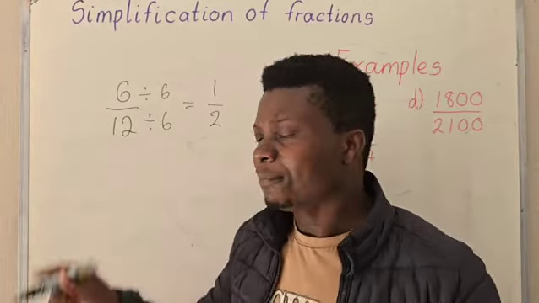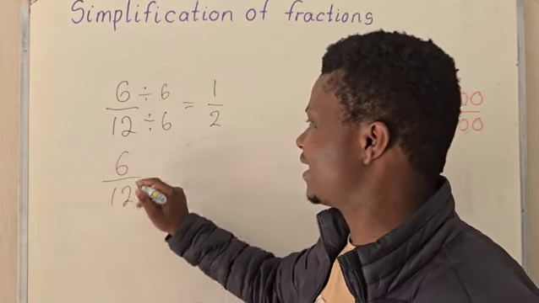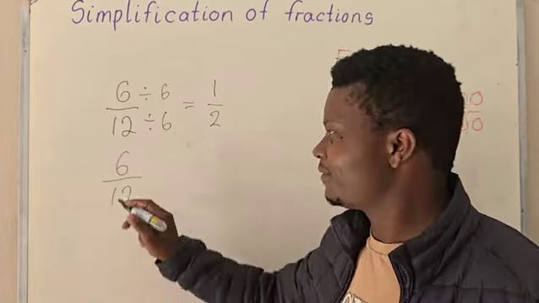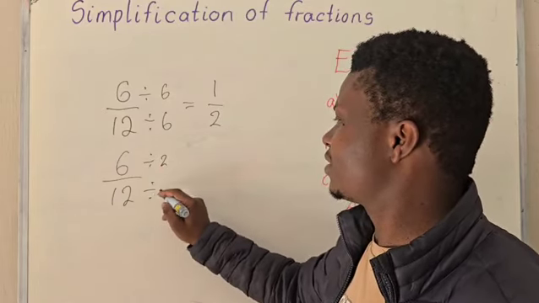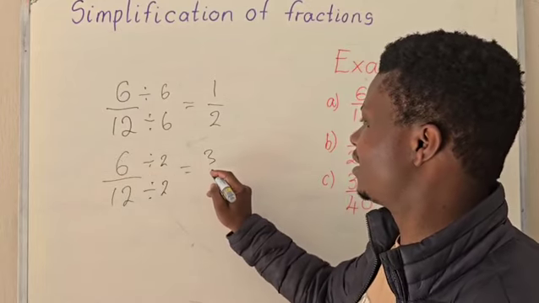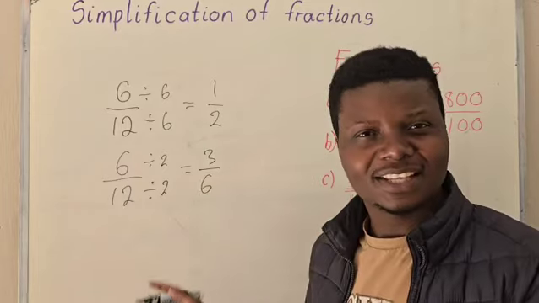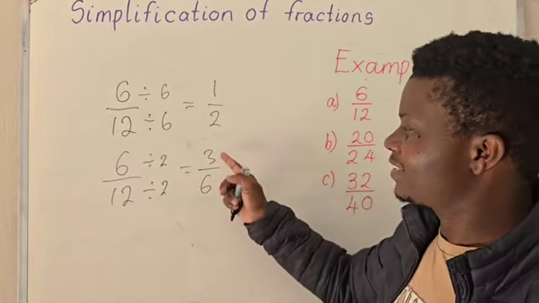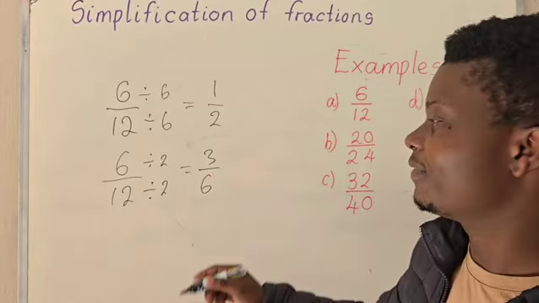So what do we do? Maybe suppose you thought that the highest common factor of 12 and 6 is 2. You would divide by 2. So let's divide the numerator by 2 and the denominator by 2. 6 divided by 2, we get 3, over 12 divided by 2, we get 6. Then you check again, is there a number that can divide 3 and 6? Yes, you can divide by 3.